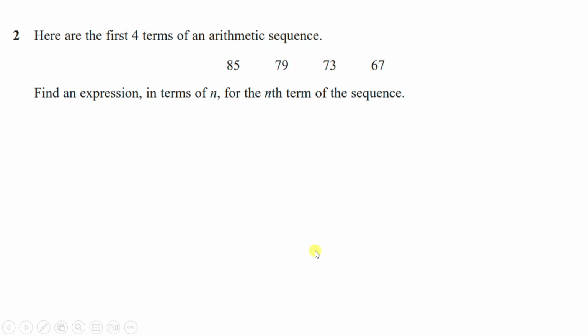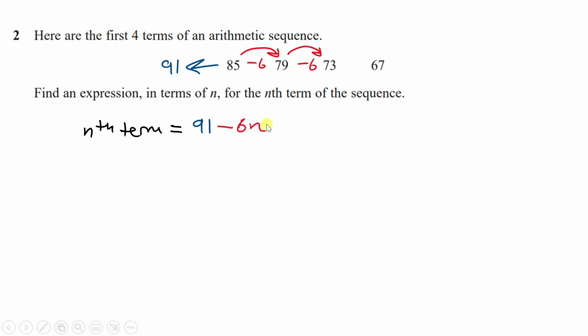Now for question two, it says here are the first four terms of an arithmetic sequence: 85, 79, 73, and 67. Already you can see that it's going down by 6 each time. What they want is an expression in terms of n for the nth term of the sequence. So here's a nice trick. To find the nth term, always go back from the first term, 85. If you know it's going down by 6, we go across and add 6. That gives us 91. Now, the nth term must equal that 91 we just pulled out, minus the difference, so 6n.